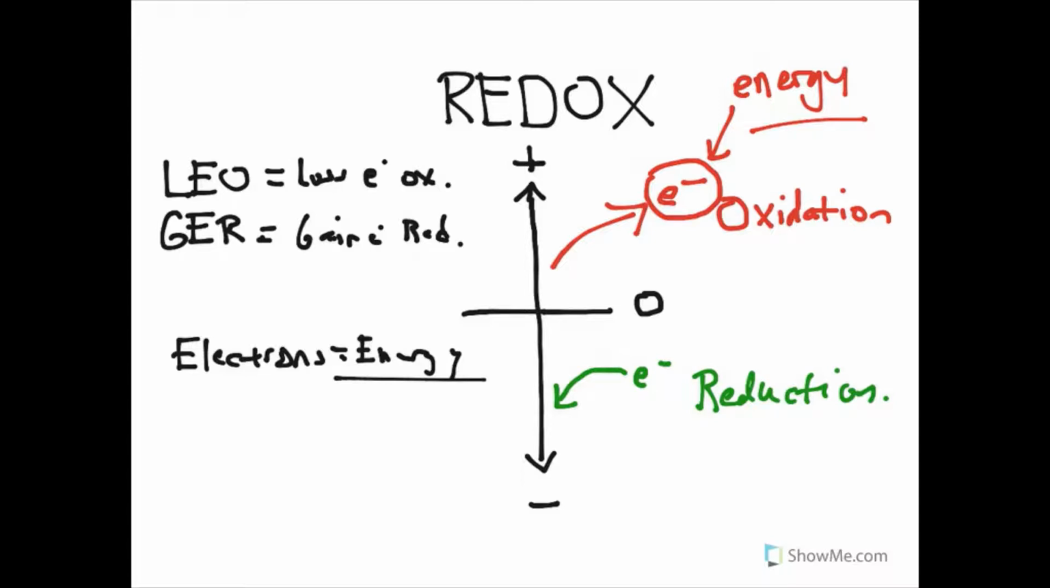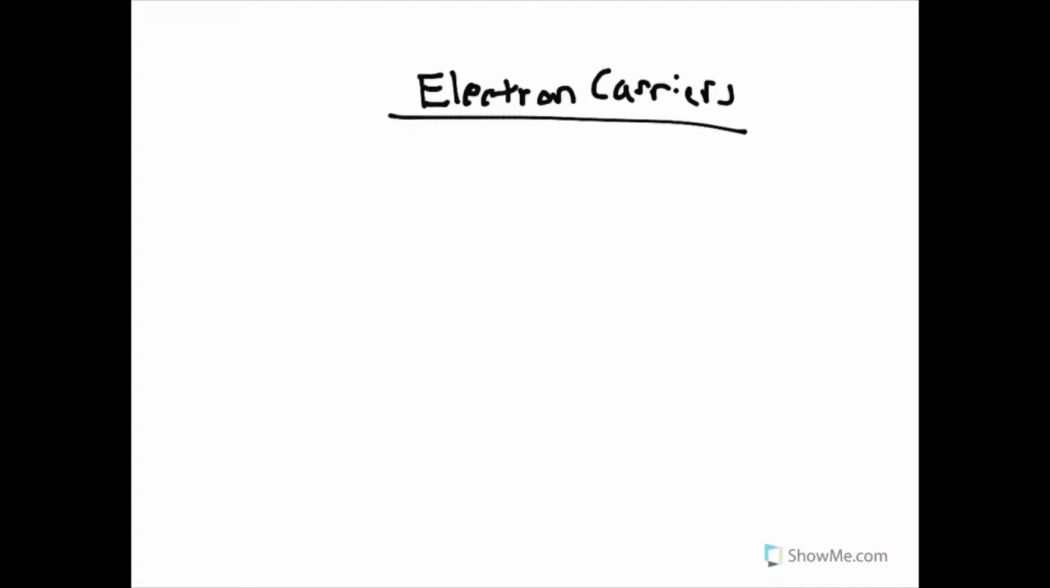So, with that simple thing out of the way, how do we get these electrons? How are they grabbed? Well, we have to carry them. We have to take them off those carbon-hydrogen bonds and give them to something. We use what are called electron carriers. Now, there are many electron carriers out there. The ones I'm going to talk about are NAD+ and FAD. We'll turn them into NADH and FADH2.